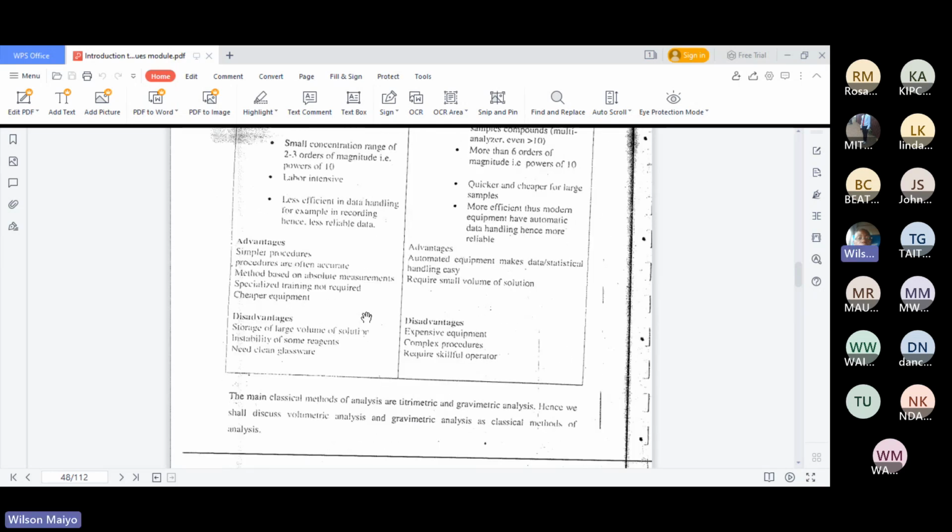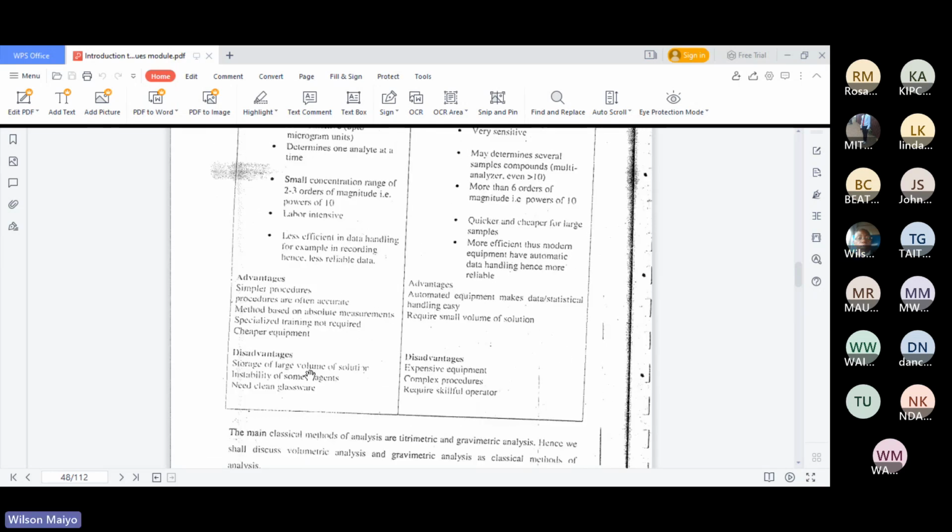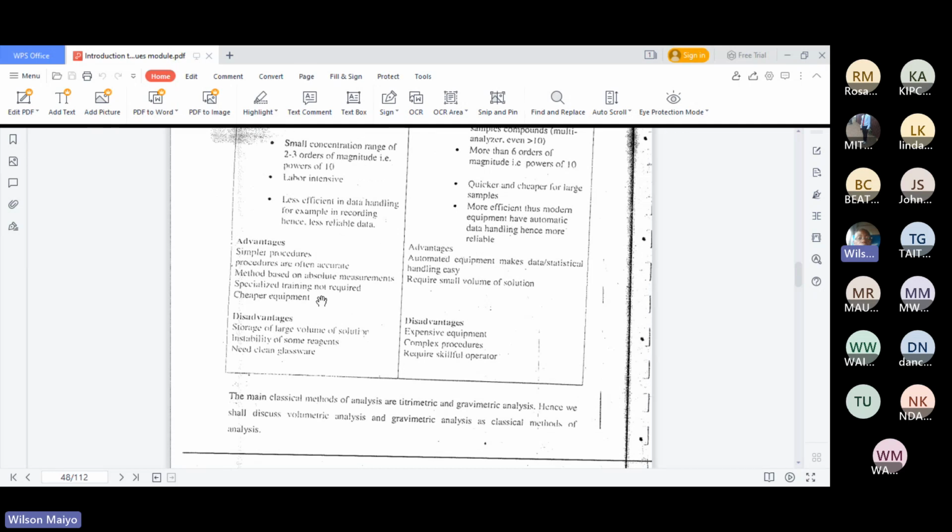And then the disadvantages. We can begin with classical. Classical, one of the disadvantages is the storage of large volumes of solution is a challenge. Storage of large volumes of solution is a challenge. Here is a challenge in terms of the nature of containers you require, and then the space where you store. And again, instability of some reagents.